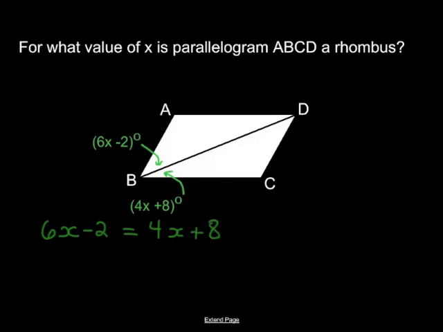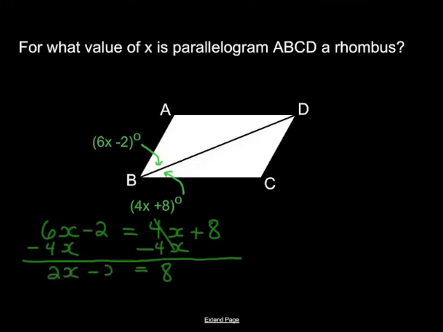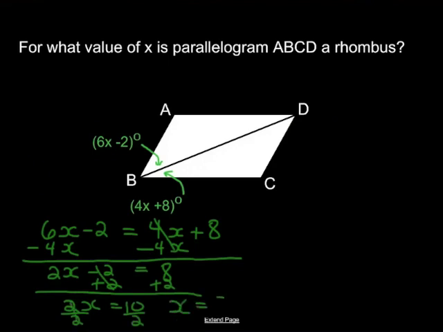We would solve this by subtracting 4x from both sides of the equal sign. And we're left with 8 equals 2x minus 2. Add 2 to both sides. We are left with 2x is equal to 10. Divide both sides by 2. X is equal to 5. And we could check our answer by substituting 5 in both equations.